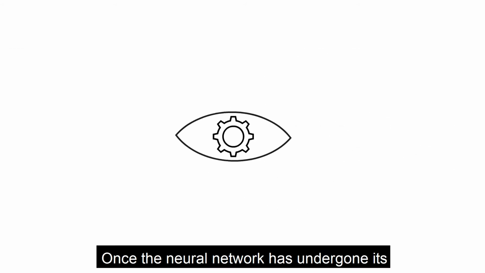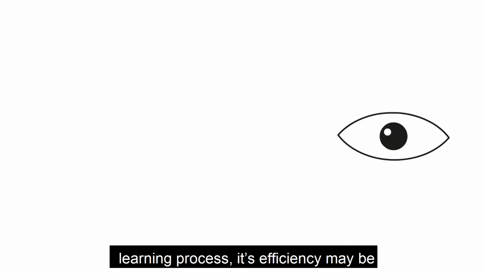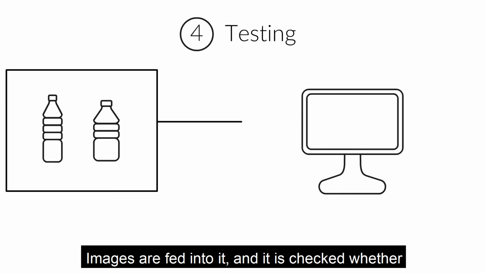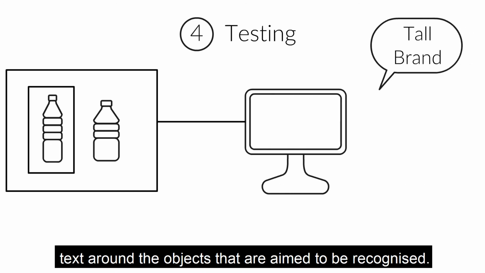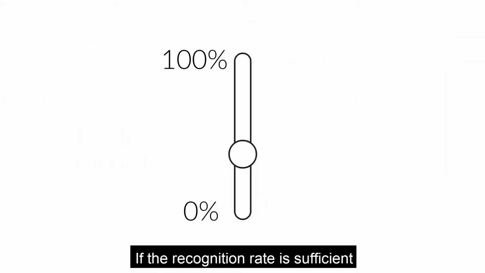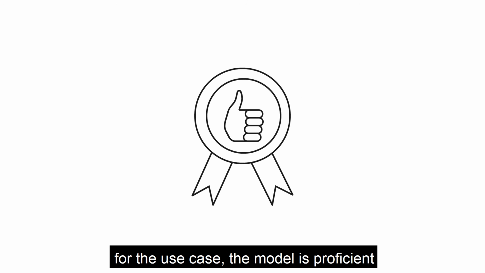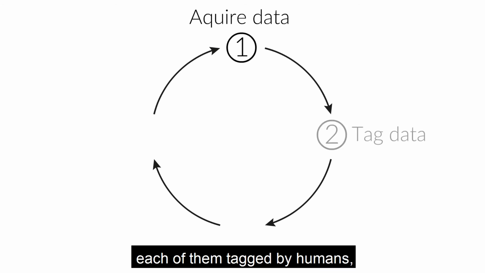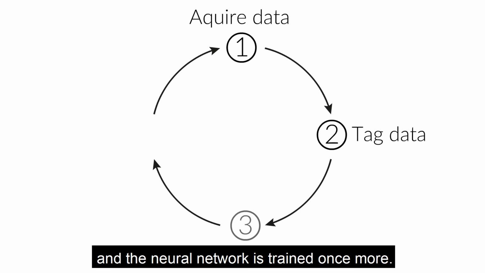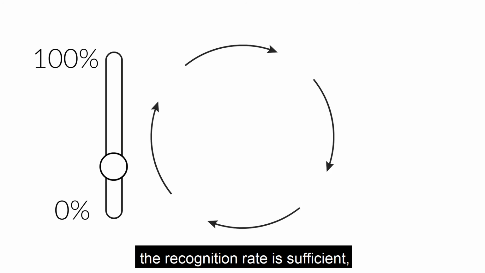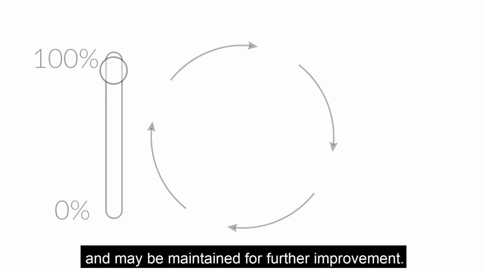Once the neural network has undergone its learning process, its efficiency may be tested by humans. Images are fed into it, and it is checked whether the computer will draw boxes with the correct associated text around the objects that are aimed to be recognized. If the recognition rate is sufficient for the use case, the model is proficient and may be used in business applications. If not, the process goes on. More images are added to the library, each of them tagged by humans, and the neural network is trained once more. This loop keeps on going until the recognition rate is sufficient and may be maintained for further improvement.